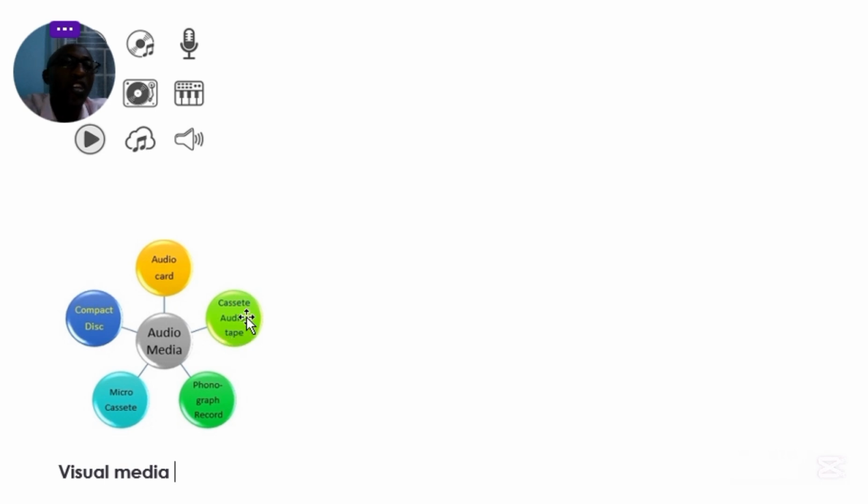The cassette audio tapes. You remember the cassette audio tapes we used to use? Then the microchip, all that can fit within it, examples being the flash drive, and phonographs. They are no longer in use.